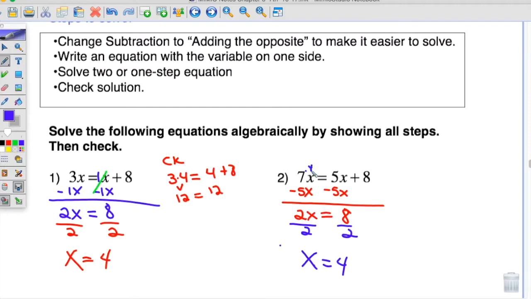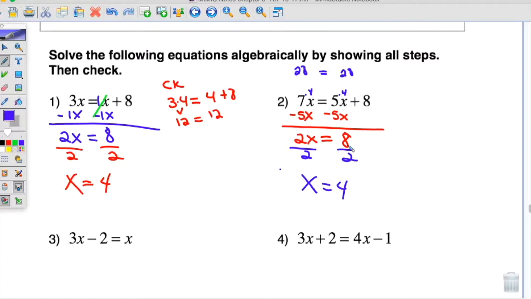So if we substitute in our 4 on the left side, 7 times 4 is 28, equals 5 times 4, which is 20, plus 8 is 28. So both sides equal 28, so 4 is the correct solution.